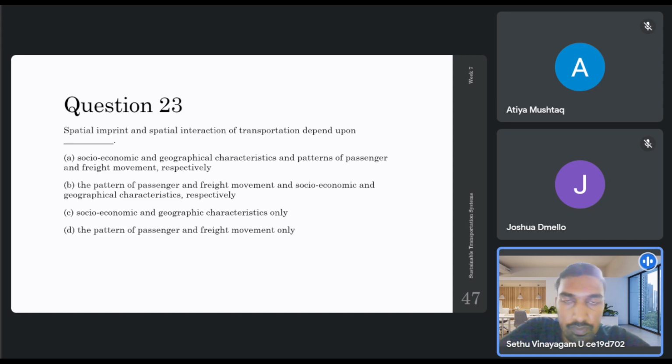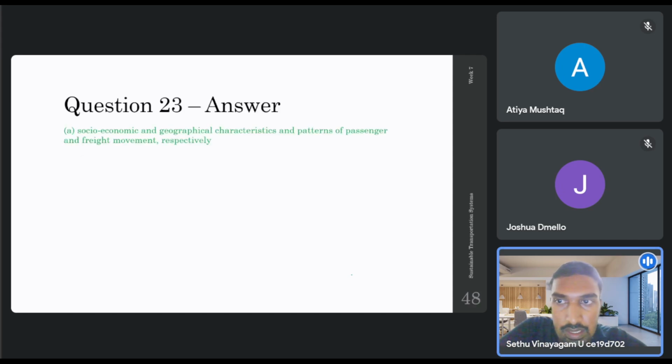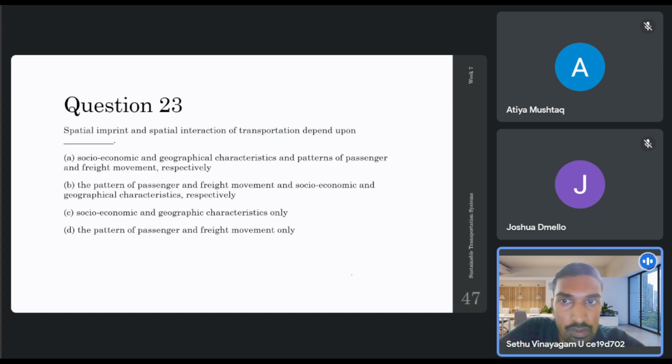Okay, so the right option is option A, the socioeconomic and geographical characteristics and the patterns of passenger and freight movements respectively, right? So we already looked at what the spatial imprint of the transportation planning depends upon. We saw that it depended upon the socioeconomic and geographic characteristics. So that will directly eliminate option D as well as option B, because here the order matters. So we are saying what affects the spatial imprint and spatial interaction. B says the opposite, right?